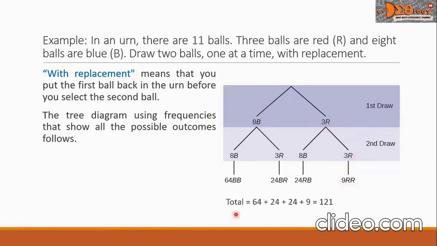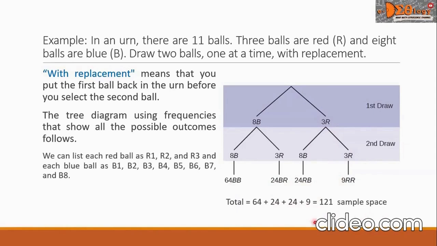Now, if you write the total of this 64, this 24 plus this 24 plus 9, the total will be 121, and this is the number of elements in the sample space. We can list each red ball as R1, R2, and R3, and each blue ball as B1, B2, up to B8.